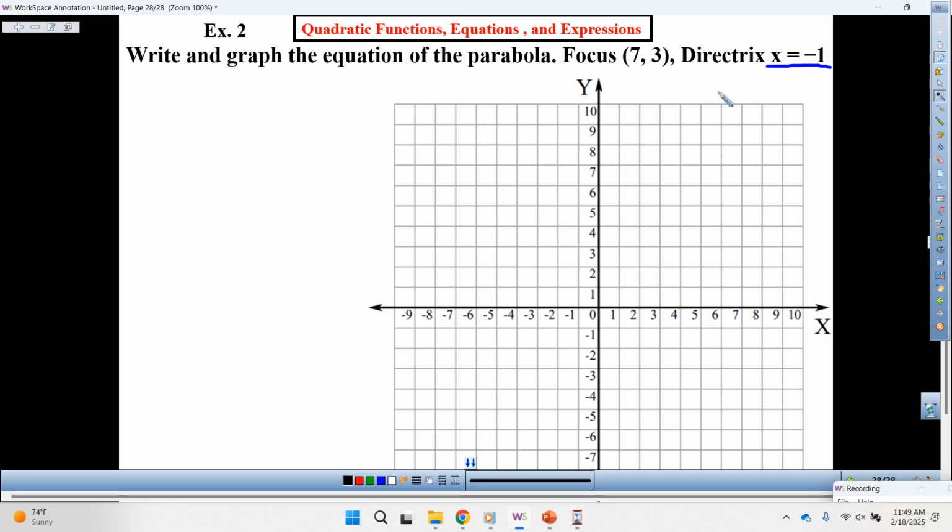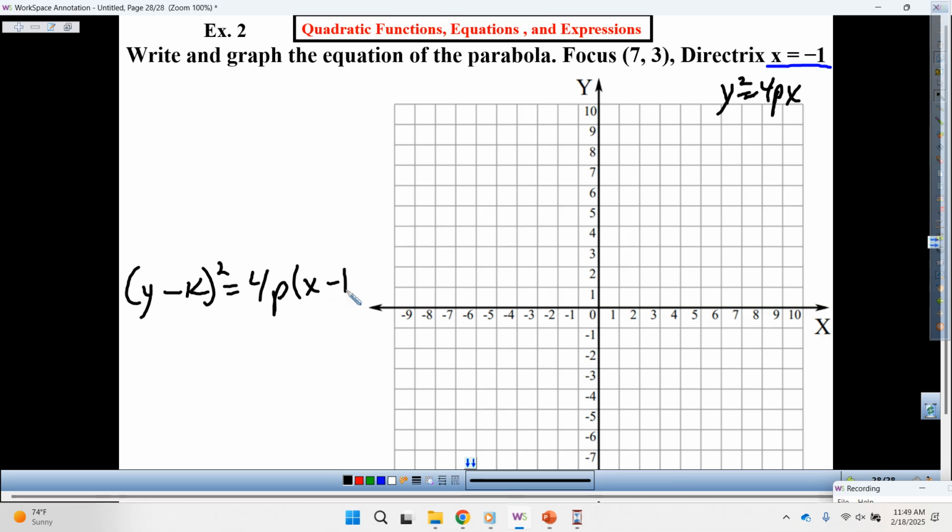Elijah, equation. y squared equals 4px. However, since it's not going through the point of origin, I start with y minus k squared equals 4p times x minus h. Notice that the k stays with the y. Does everybody see that? All right. And the rest is history. You need your focus, vertex, directrix point, and we need p.